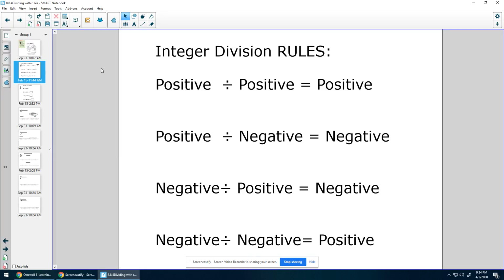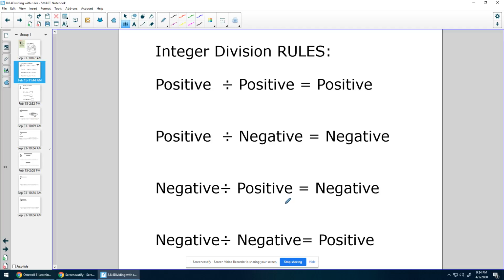Dividing integer rules. This is just some review. When you are dividing a positive by a positive, you are going to get a positive. When you're dividing a positive by a negative, your answer will be negative. Similar to if you are dividing a negative by a positive, you are going to get a negative, and a negative divided by a negative equals a positive.